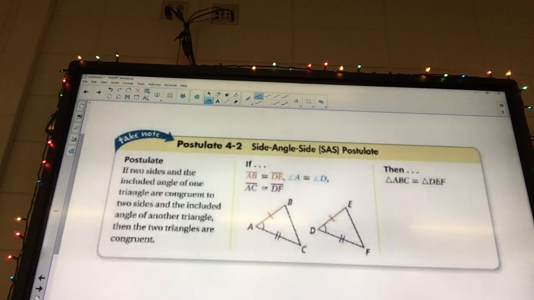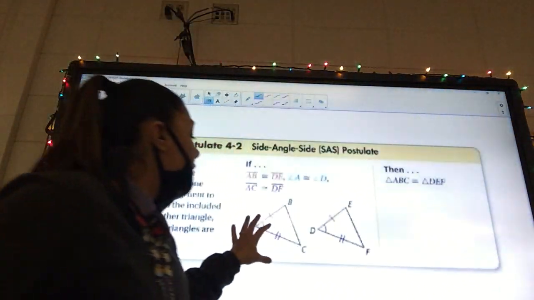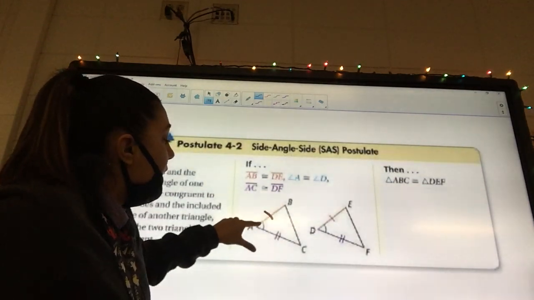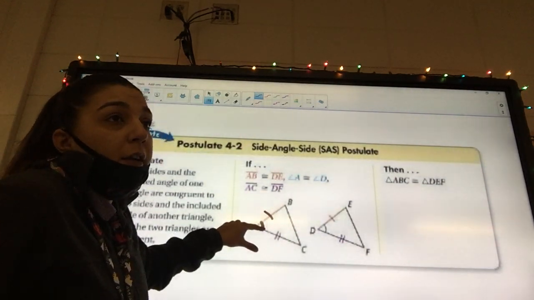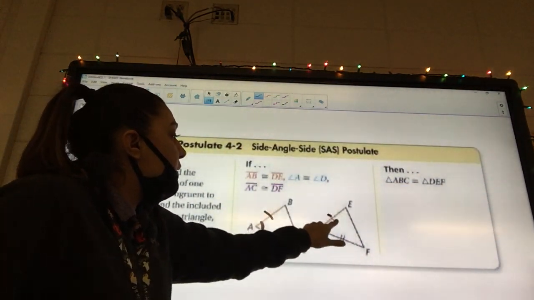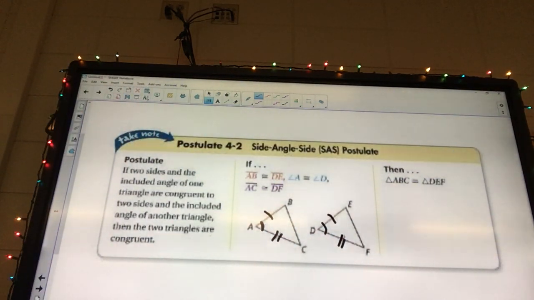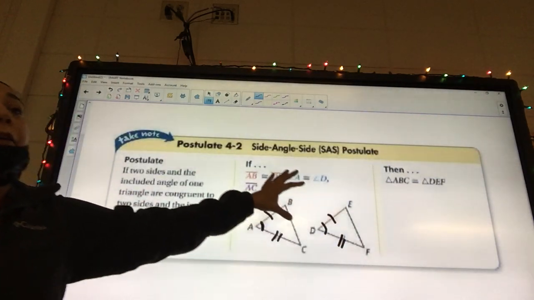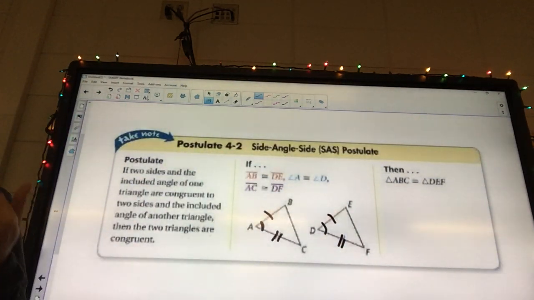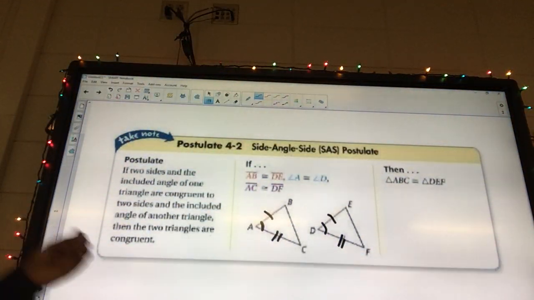So if we have a triangle and we're looking at these two sides, see how this angle is in between the two sides that we're talking about? We can say that we got side, angle, side. Then we can say that those two triangles are congruent without knowing the other side or any other angles. So there's the side, side, side postulate, and there's the side, angle, side postulate. The included angle is important.